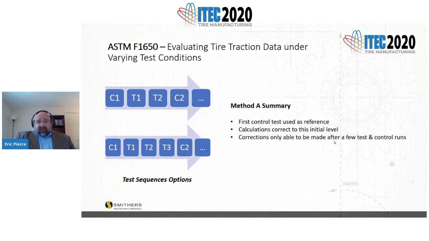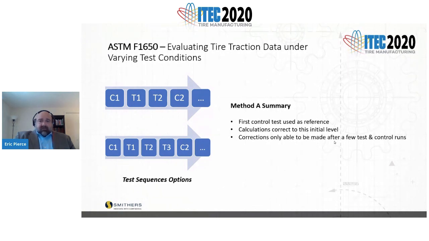So with method A, well, actually all these methods use two different test sequences. I mentioned this briefly earlier, but basically you can have control one with two test tires in between the second control, or you can have three test tires between control runs, which is where C1, T1, T2, C2, that's two test tires, and the one below it is for a three test tire sequence. This is important to remember for later.